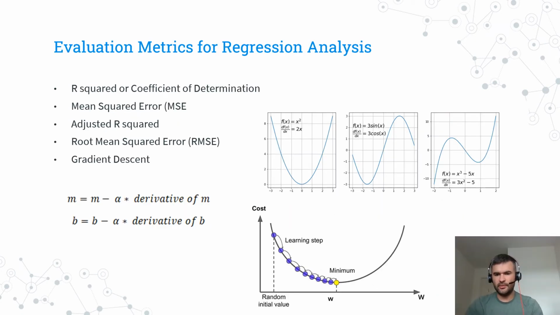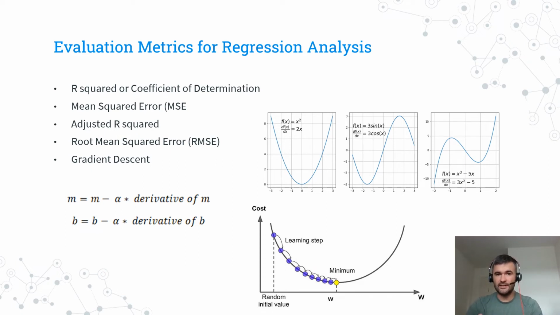So we've seen a couple of use cases for polynomial regression, but how do we evaluate a polynomial regression model? Now, the metrics that we use to evaluate polynomial regression aren't too dissimilar from those used for linear and multilinear. However, as you can see on screen, I've listed R squared, mean squared error, adjusted R squared, and root mean squared error. But if you notice, I've also listed an extra one called gradient descent.